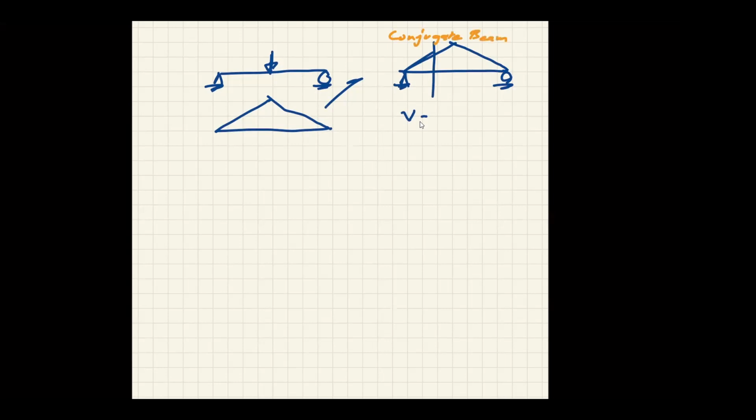The shear of a conjugate beam is, in fact, the rotation of the actual beam. And if you cut the free body diagram and solve for moment of the conjugate beam, you can guess now that the moment is deflection of the actual beam.